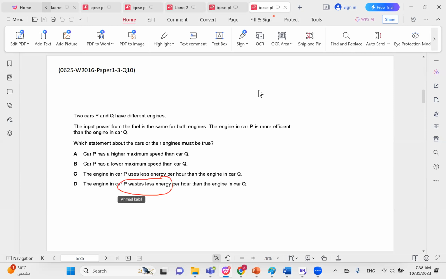It has nothing to do with using energy. P could be using much more energy than Q and still be more efficient because it's using a lot of energy, but it's also producing a huge amount of good output energy rather than wasted output energy. So the more efficient something is, the less energy it wastes. The keyword here is wastes. So D would be the correct choice here.